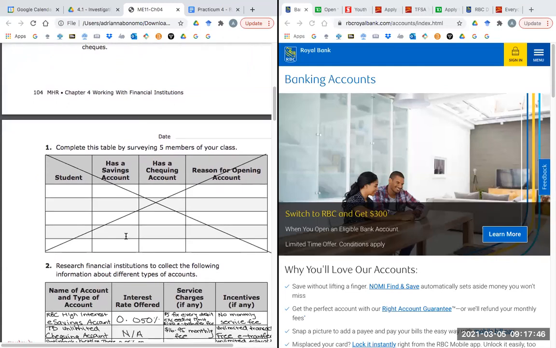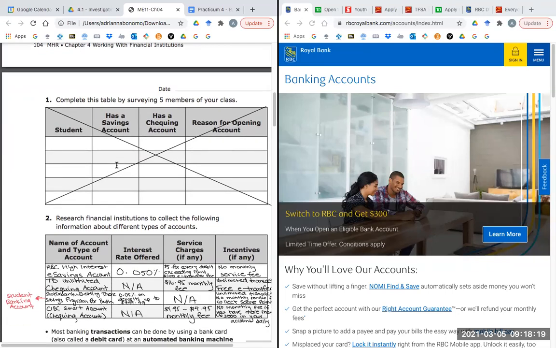Okay, question number 1 asks us to complete this table by surveying 5 members of our class. Unfortunately, due to the nature of COVID and being online, we don't have the opportunity to survey one another, but it's likely that you might already have some sort of bank account open, probably in the form of a debit card, which means you most likely have a savings account and a checking account. So just think about that as we're going through these charts here, okay?